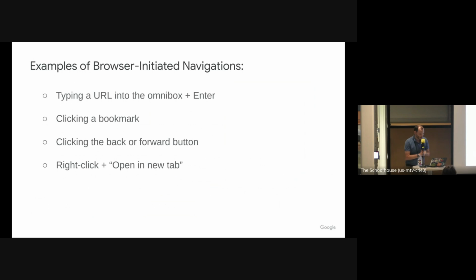So these are some examples. For browser-initiated navigations, these are things like typing a URL into the Omnibox and pressing enter, clicking a bookmark, clicking the back or forward buttons. All of that involves things like BF cache and can be somewhat more complicated. Also interesting, right-click and open a new tab is a browser-initiated navigation in Chromium. I think on Firefox, this is actually maybe render-initiated, but these are all browser-initiated navigation examples in Chromium.